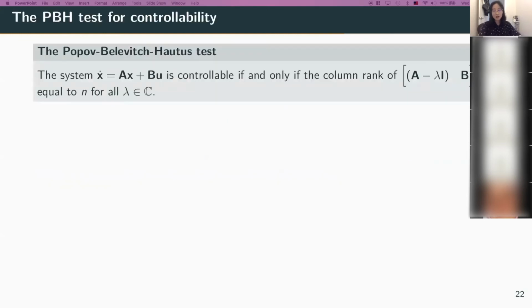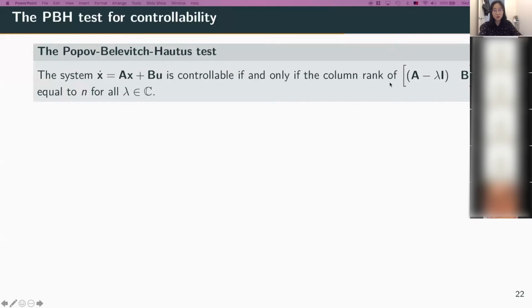Right, so checking the rank of the controllability matrix is just one way to test. There's also something called the PBH test that allows you to check the controllability of the system. The PBH, the Popov-Belevitch-Hautus test, basically says that the system x dot equals Ax plus Bu is controllable if and only if the column rank of this matrix is equal to n for all lambda in the complex plane. So you just take A minus some number lambda I, concatenate it with B, and test whether this spans R^n.